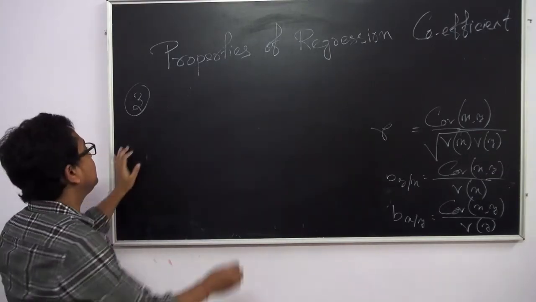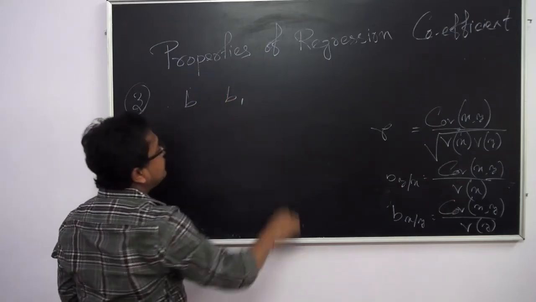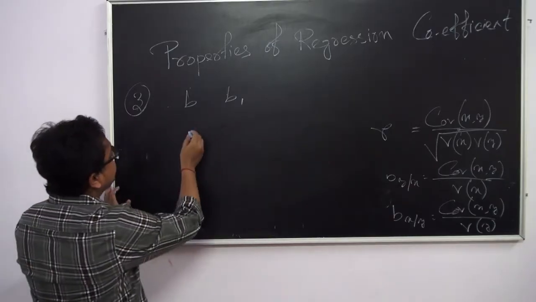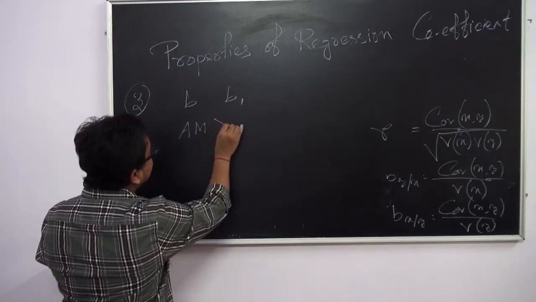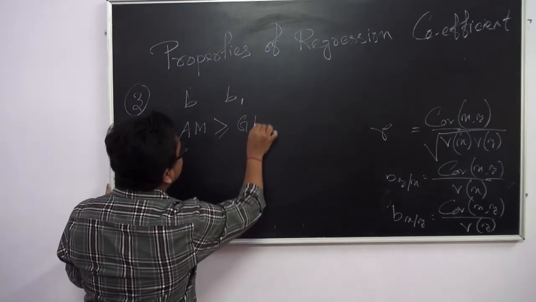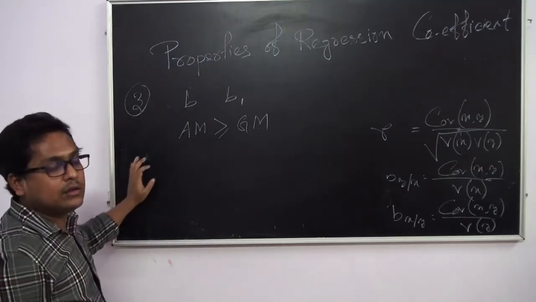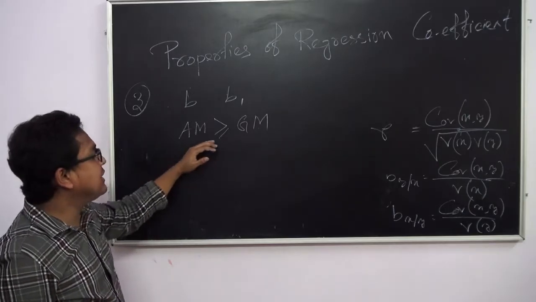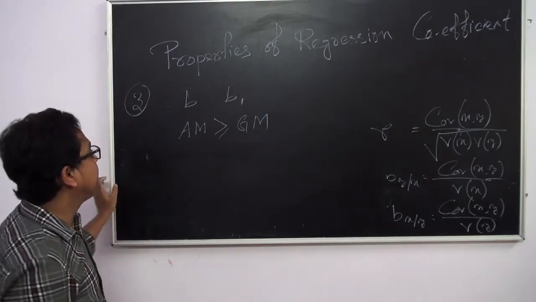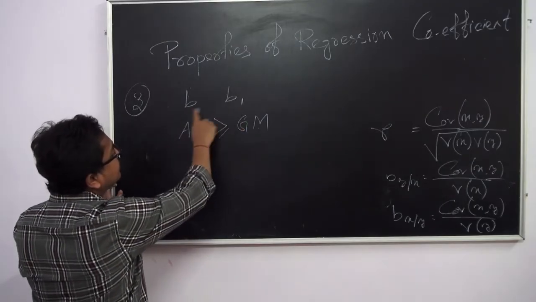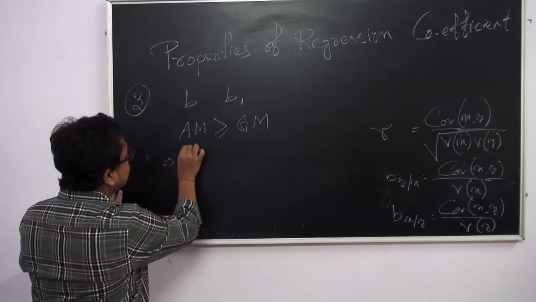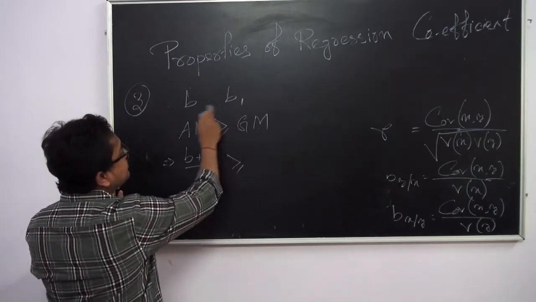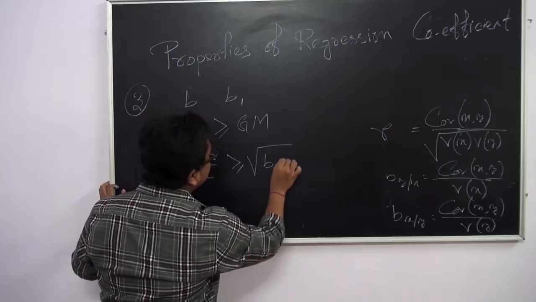Number three property. Suppose b and b1 are the two regression coefficients. So we know that arithmetic mean is greater than or equal to geometric mean. This we have proved in the beginning chapter. We know this relation. The arithmetic mean between the two regression coefficients is nothing but b plus b1 by 2, which is greater than or equal to the geometric mean between these two regression coefficients, square root of b and b1.